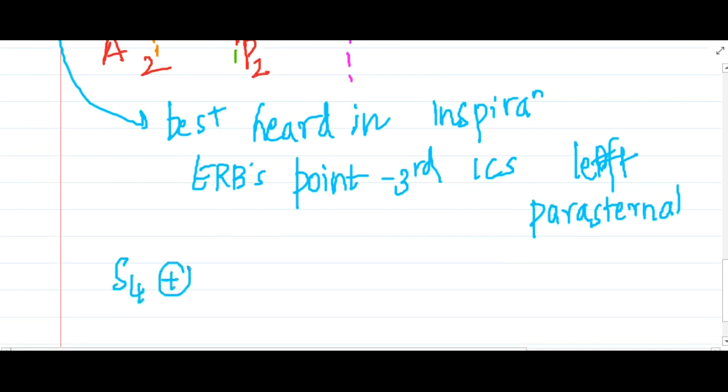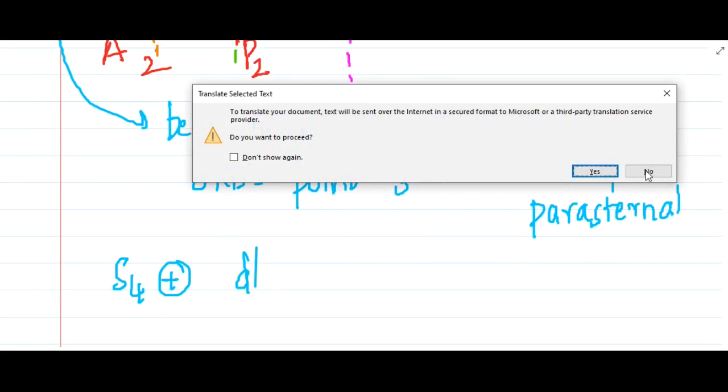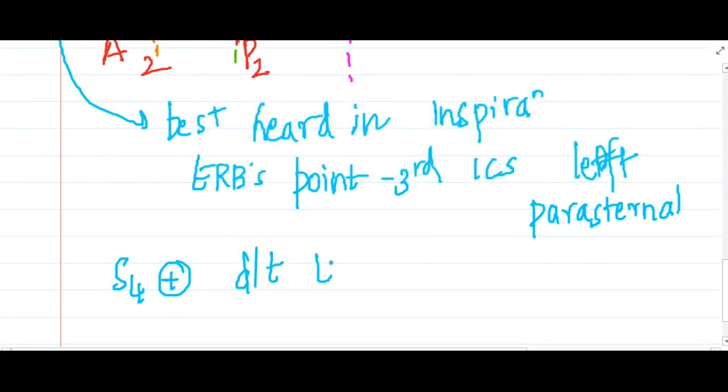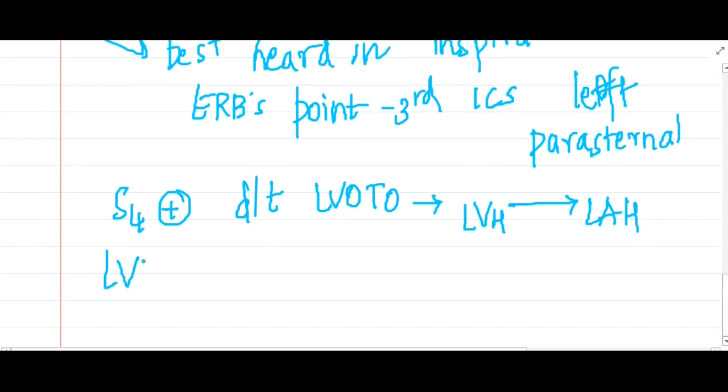Even S4 is also heard. Why is this S4 heard? It is heard due to left ventricular outflow tract obstruction. This S4 is heard because left ventricular outflow tract obstruction causes left ventricular hypertrophy, which is already there. It also causes left atrial hypertrophy, and as a result it causes S4. Okay, then because of this left ventricular outflow tract obstruction, it results in a murmur, which is an ejection systolic murmur.